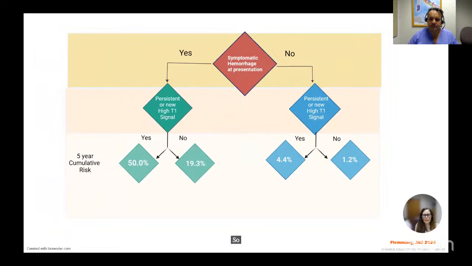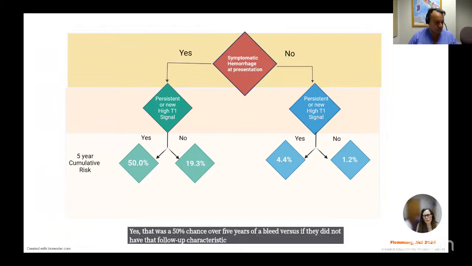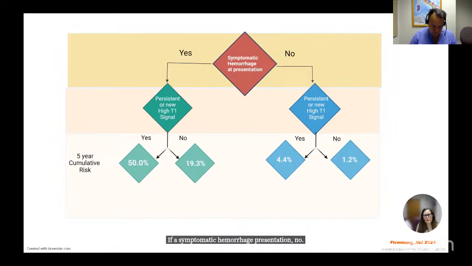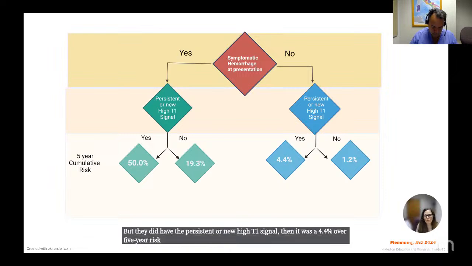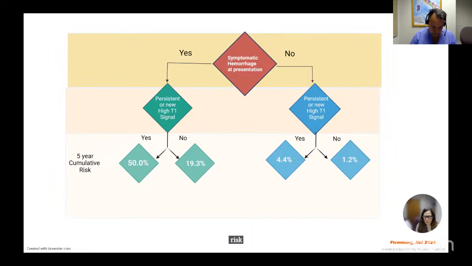So in our data, if they had a symptomatic hemorrhage at presentation, yes, and then an MRI done at least 3 months later had persistent high T1 signal or new high T1 signal, yes, that was a 50% chance over 5 years of a bleed, versus if they did not have that follow-up characteristic, it was a 19.3% risk. If a symptomatic hemorrhage at presentation, no, to the right side of this algorithm, but they did have the persistent or new high T1 signal, then it was a 4.4% over 5-year risk versus a 1.2% risk. And so again, this is another way to stratify your patients once you do that follow-up MRI.